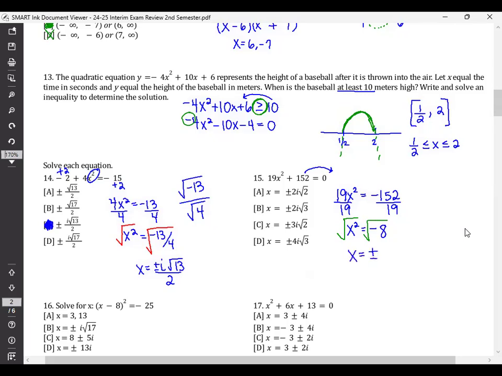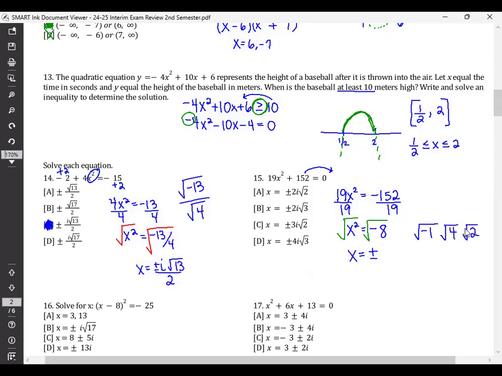Two answers, so plus minus. All positive numbers have 2 roots. And then now we have to work on the square root of negative 8. So think about it this way. The square root of negative 8 is the square root of negative 1, and then 8 has a perfect 4 in it.